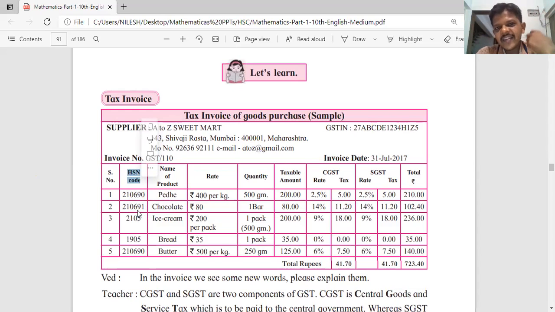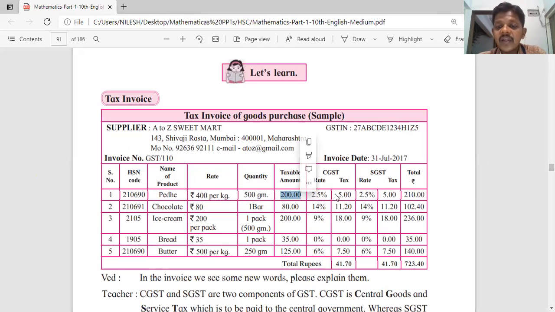So if I sell a Dairy Milk, or if I sell a Kit Kat, or if I sell a Parle G, or if I sell any other chocolate, whatever you eat, all the chocolates will have the same HSN code 210691. Ice cream has got the HSN code 2105. This is a unique code for the product. Then they have given the rate. Rupees 400 per kg quantity. Half kg is bought, obviously 200 rupees.